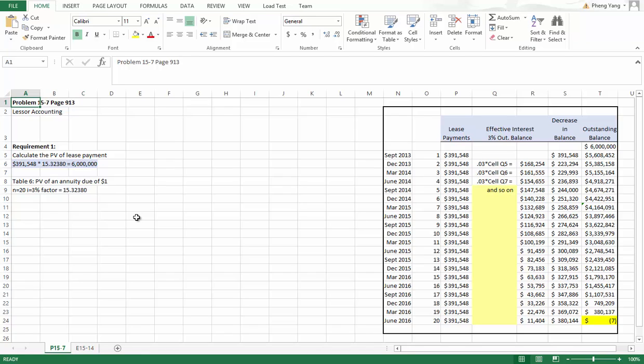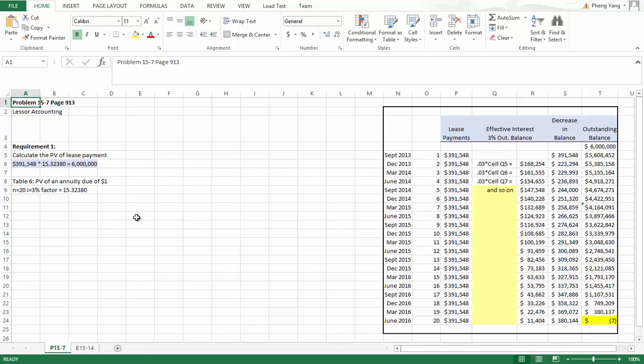All right, Neutral Labs Inc. leased a protein analyzer to Warner Chemicals Inc. on September 30th, 2013. Neutral Labs manufactured the machine at a cost of $5 million. The 5-year lease agreement calls for Warner to make quarterly lease payments of $391,548, payable each September 30th, December 31st, March 31st, June 30th, with the first payment on September 30th, 2013. Neutral Labs' implicit interest rate is 12%.